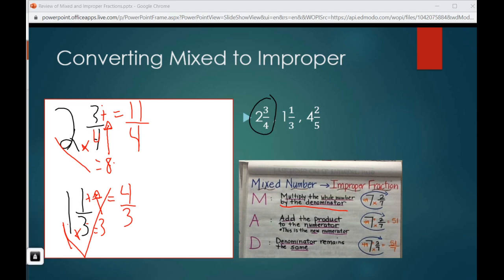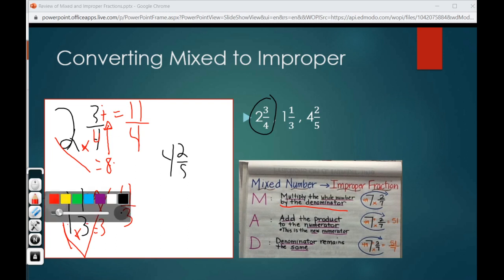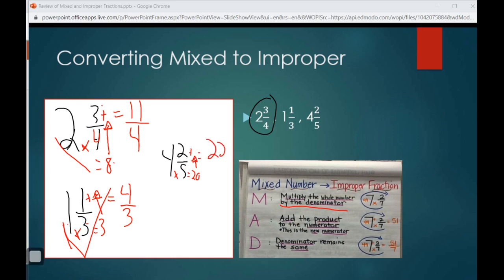Last one. 4 and 2 over 5. 4 times 5 equals 20. Bring the 20 up. Add the 2. 22 over 5. All right?